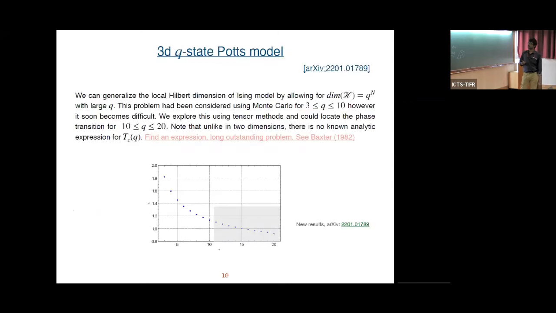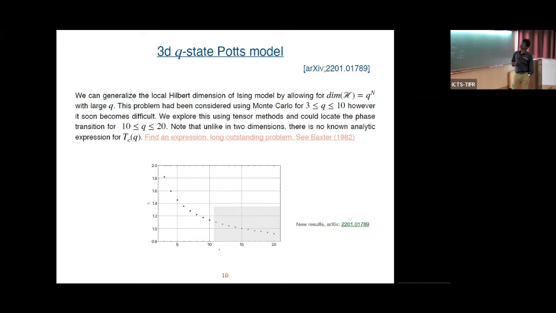Okay, so I'll just quickly talk about this 3D Q-state Potts model. I was interested in this because in the 2D Potts model, the exact solution of the critical temperature for the Q-state is known. But in 3D, there's only a single Monte Carlo work which focused on the range of Q between 3 and 10. So there was nothing in the literature for large Q, with Q greater than 10.